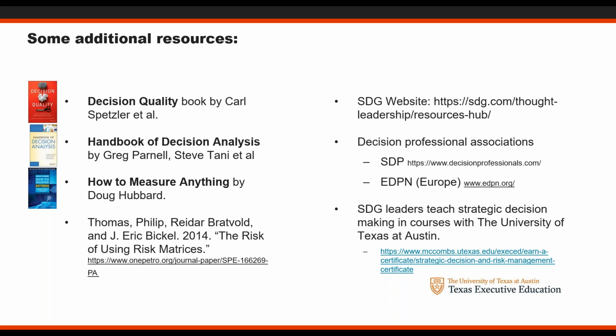So let me just say the decision quality book does not require a lot of mathematical understanding. It focuses on how do you reach a high quality decision, and it's universal. It's beyond risk management, but it applies exactly to those kinds of selected out examples that we would then go and do a full decision analytic effort on. And it's very accessible and easy to understand. The Handbook of Decision Analysis is a collection of decision professional contributions that was put together by Greg Parnell and one of our partners, Steve Tani, and others. And I think it has some very nice resources.